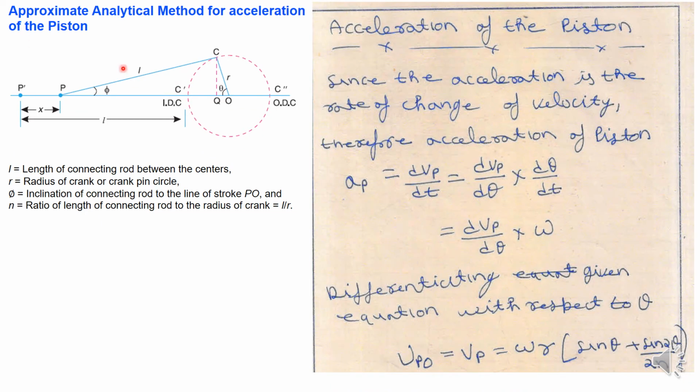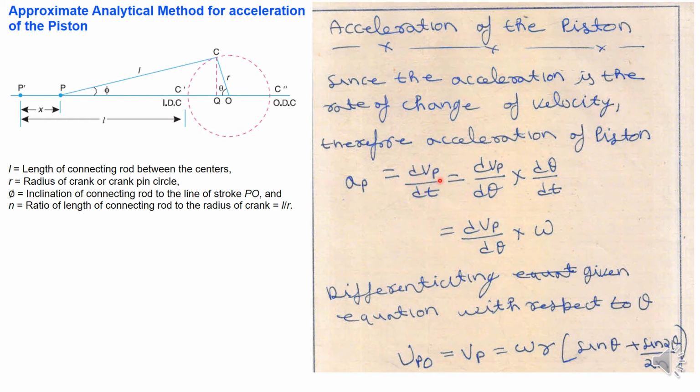The same figure is there, and the notation is also the same. This is the inner dead center, this is the outer dead center. Now, the acceleration of the piston. Since acceleration is the rate of change of velocity, we all know very well what acceleration is. In the previous slide we saw the expression for the velocity. To find the acceleration of the point P, we differentiate with respect to time t.